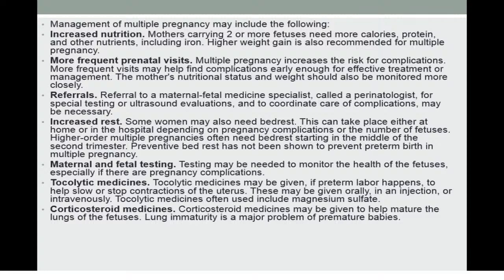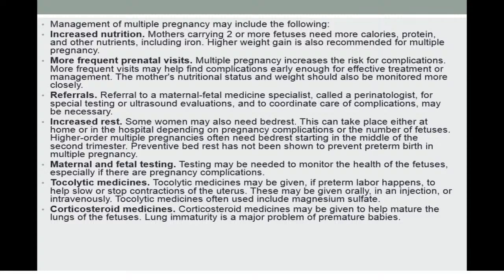More frequent prenatal visits. Multiple pregnancy increases the risk for complications. More frequent visits may help find complications earlier and allow for effective treatment or management. The mother's nutritional status and weight should also be monitored more closely. Thus, we propose that patients come once every 2 weeks in the first trimester of pregnancy. In the third trimester of pregnancy, it is better to come to the visit every week.